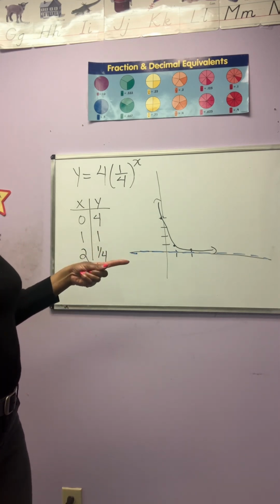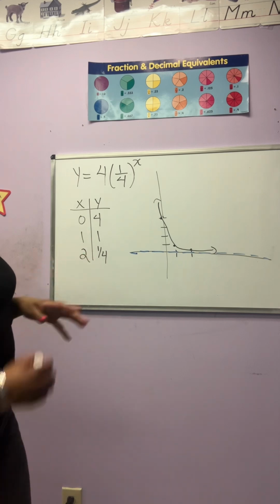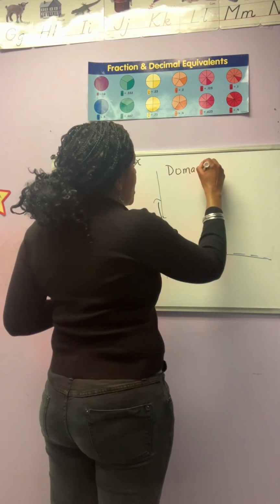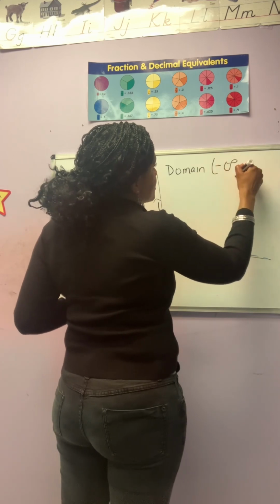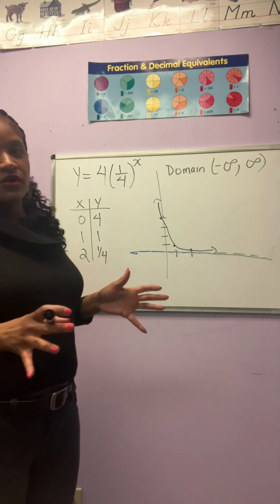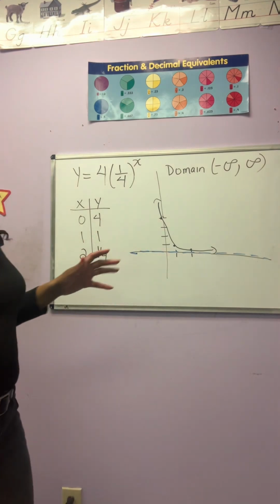So that's my graph. Now, if they want to know the domain, it is all real numbers, negative infinity to positive infinity. We can plug in anything into this and it will work. There are no restrictions for this.